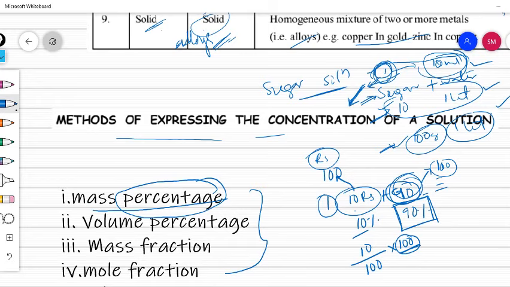So it will be 100. If I cancel, it will be 10, which is 10%. So whatever may be the percentage, you must multiply the amount of the part or factor which you want to calculate, divided by the total, into 100.